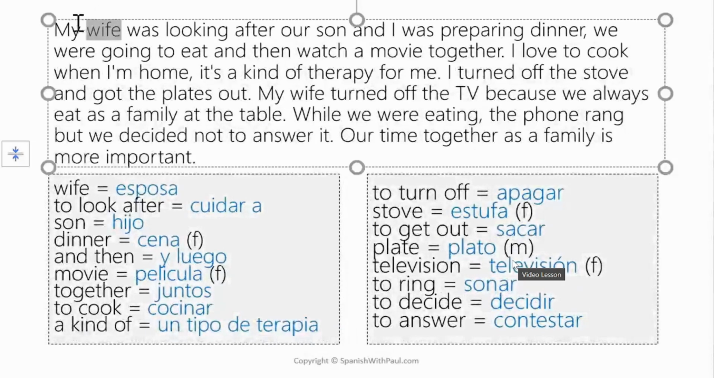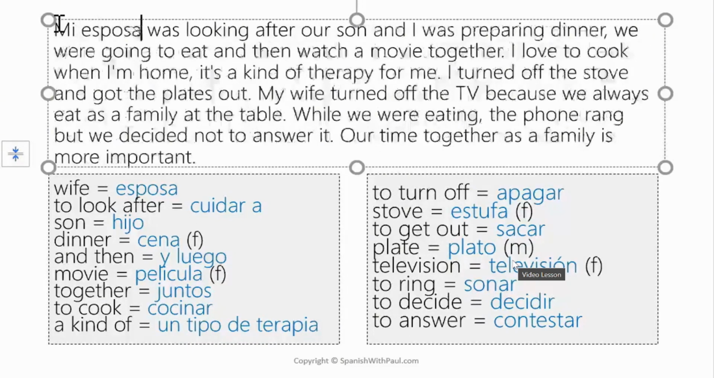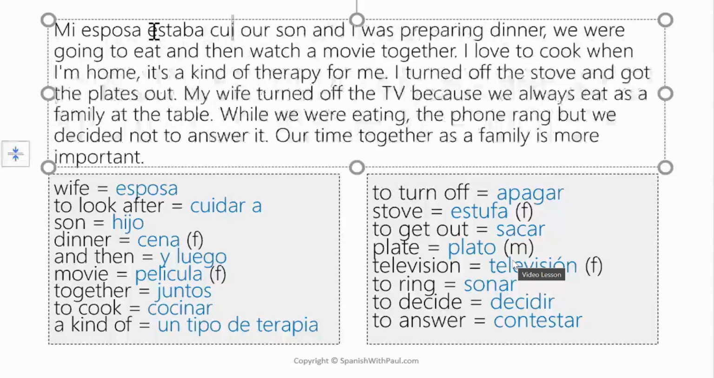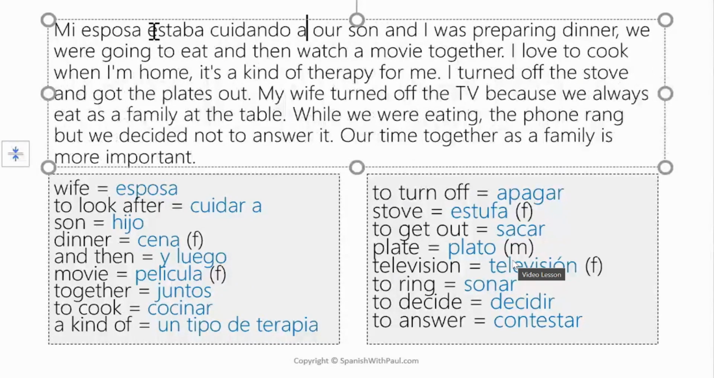First of all, my wife, mi esposa, was looking after. Here we have past progressive. So estaba, and the verb is cuidar. So estaba cuidando a. All of this, estaba cuidando a. Now, son is hijo, our son, nuestro hijo.